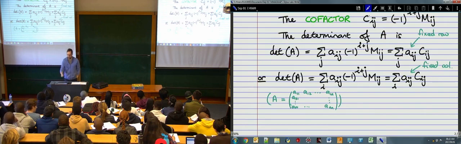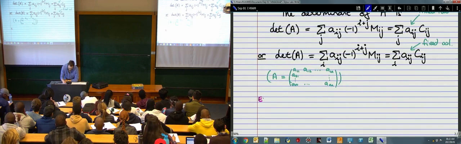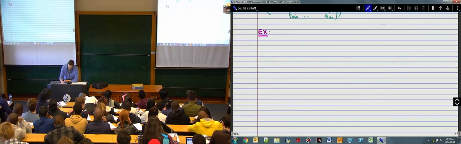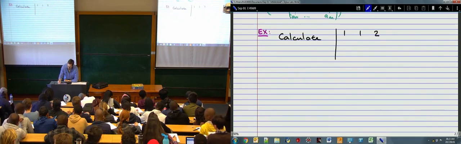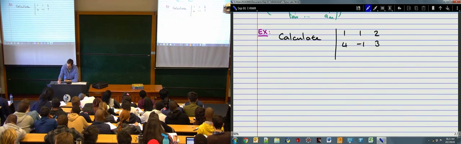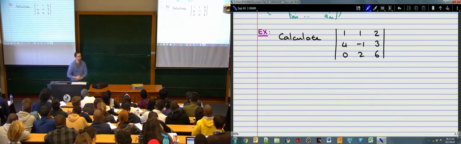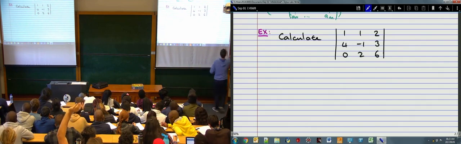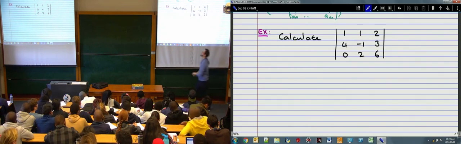Okay. So then I'm going to put up an example, and we can take a couple of minutes and try to calculate the determinant of this matrix. Calculate the determinant of 1, 1, 2, 4, minus 1, 3, 0, 2, 6. And you can take, I guess, 3 minutes to do this, so that you can actually see the calculation.